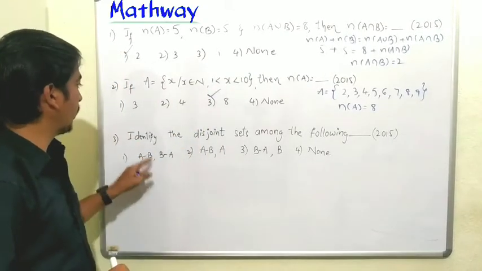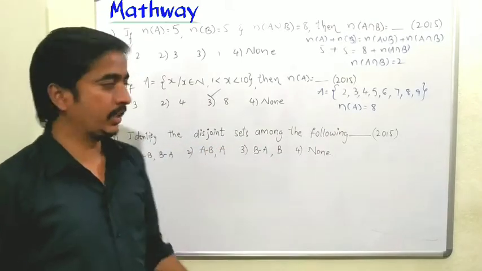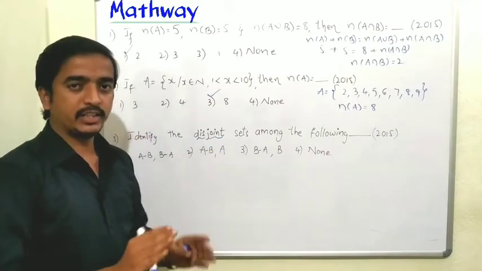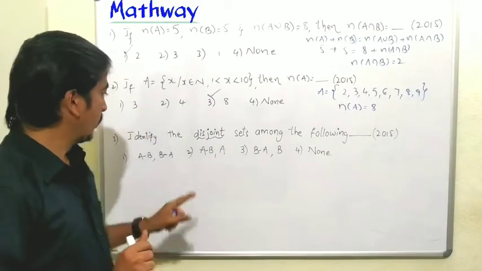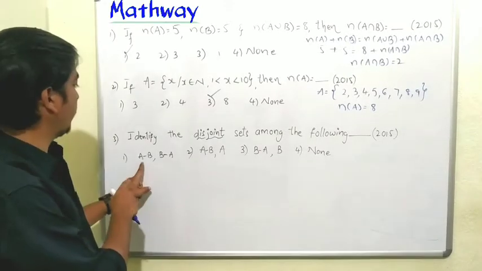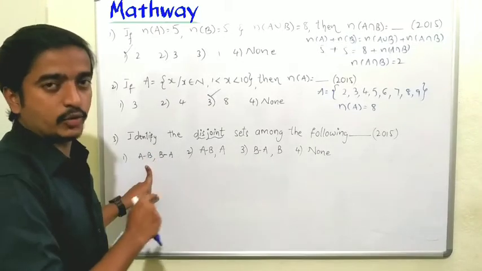See the third question. Identify the disjoint sets among the following. So we need to identify the disjoint sets. What is meant by disjoint? The sets which have no common elements, right? But here, sets are not given, some relations are given. Here, are the sets A minus B and B minus A disjoint sets? Let us do it by an example.